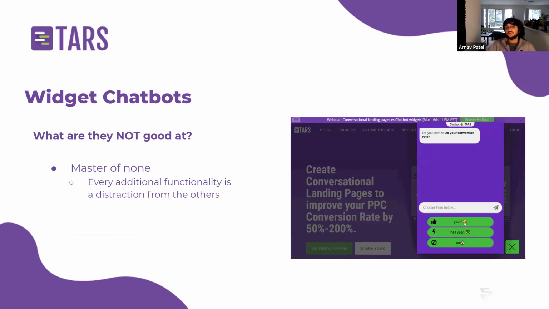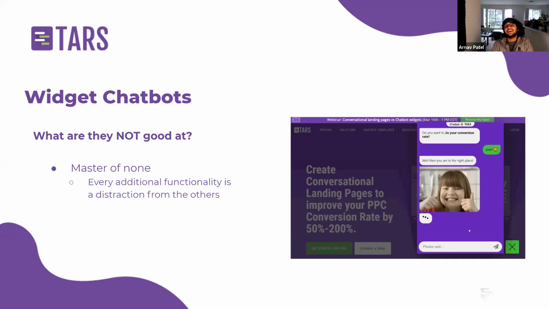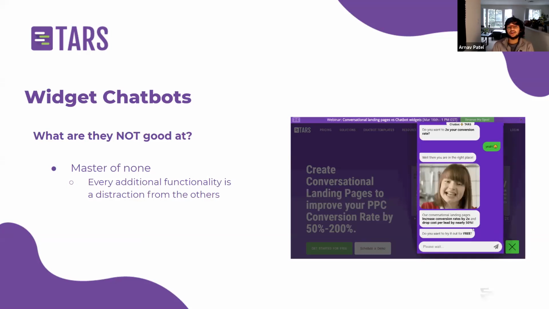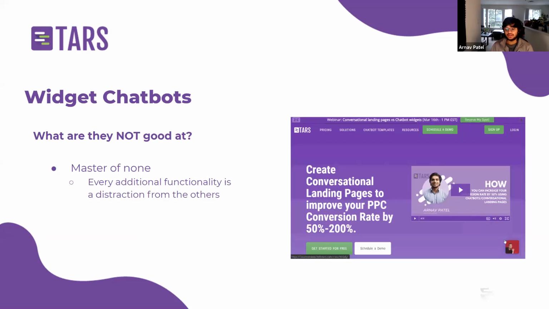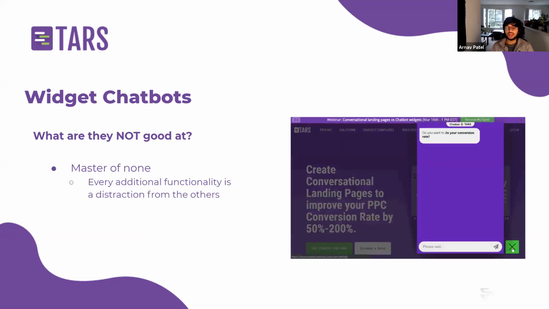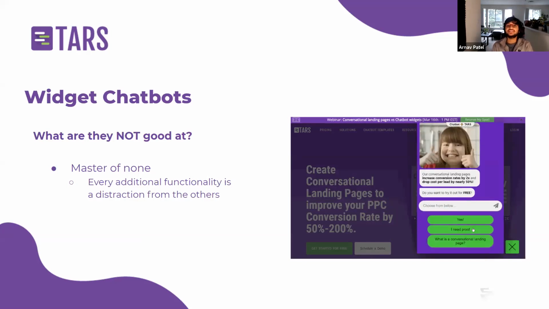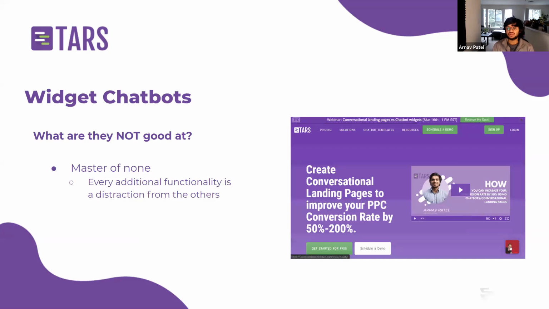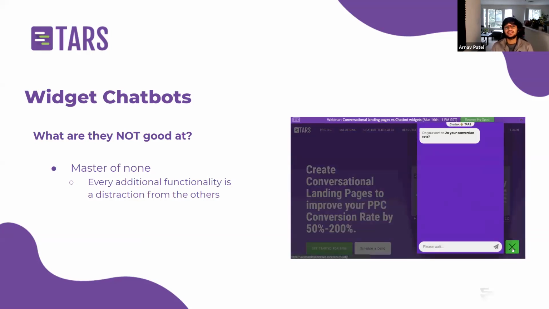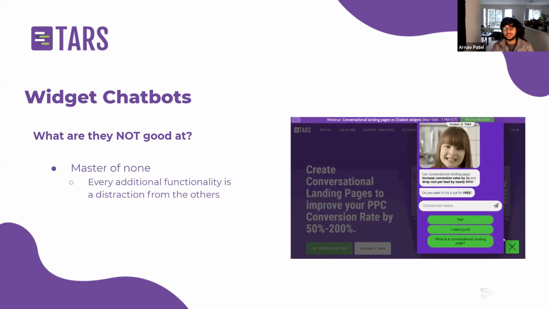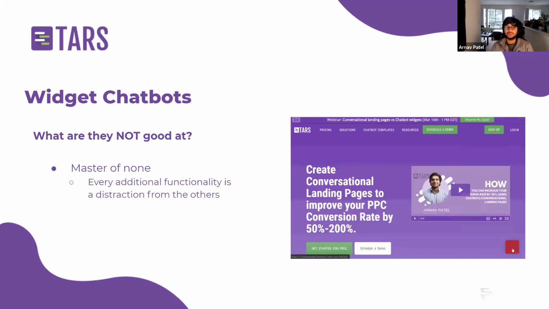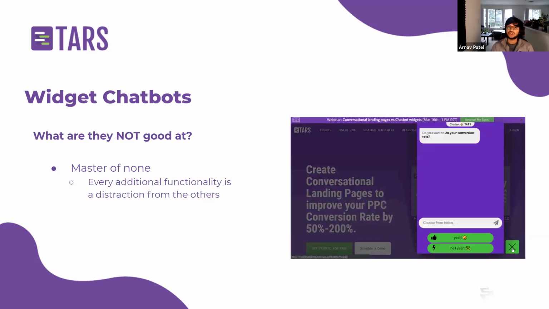Every additional functionality that you add to these widget chatbots, which is what really makes them shine, is also a weakness for them, because it means that they're not good at anything in a pure play format. So they're not good at doing just lead generation. In fact, each additional functionality you add is a distraction from the other functions of the chatbot. So if you just want to do pure play lead generation, as you'll find out, it'll depend on which sort of prospects you have. But if that's the goal that you're trying to achieve, then a widget chatbot isn't going to be good at that, because the additional functionality is going to be a distraction.